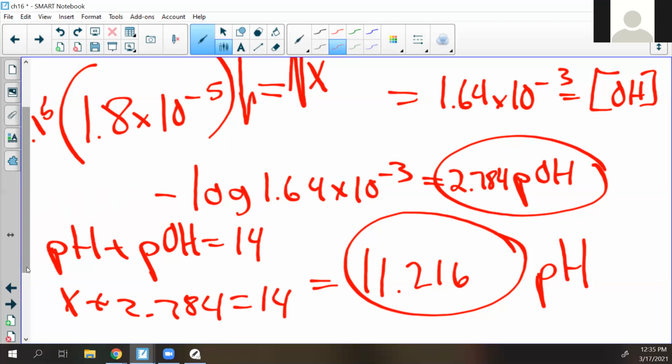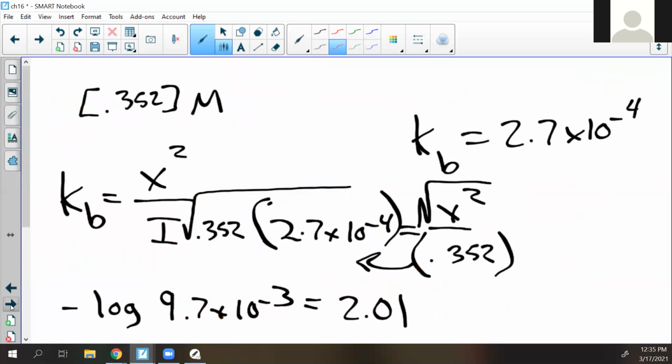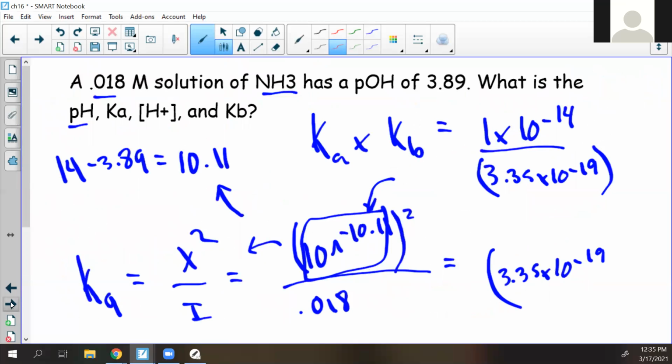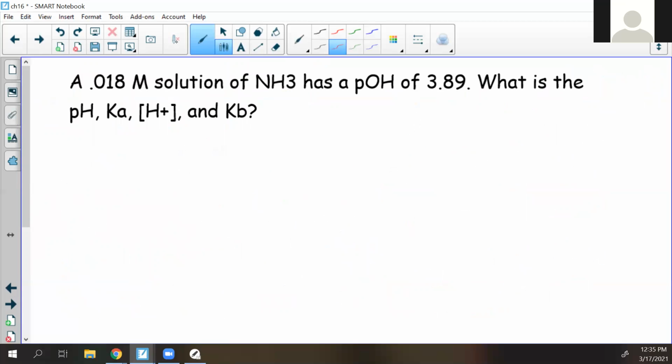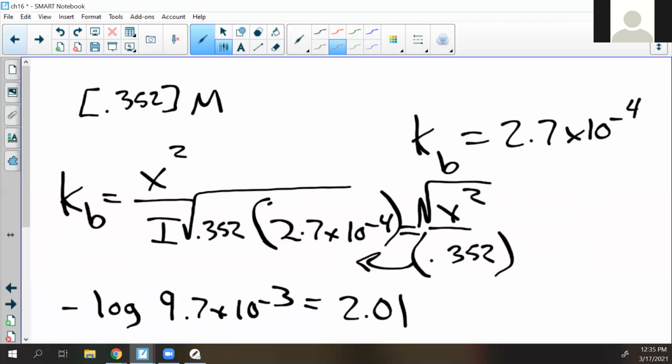Do you want to try another one of those? They're a little bit different. It's pretty similar to what we did, but you're solving for pOH, so the extra step is to subtract. I don't know what the next slide will say. Let's come back to this one in a second. We'll do another one first.